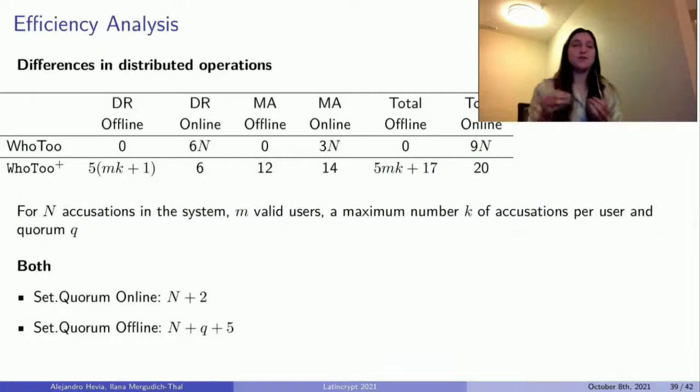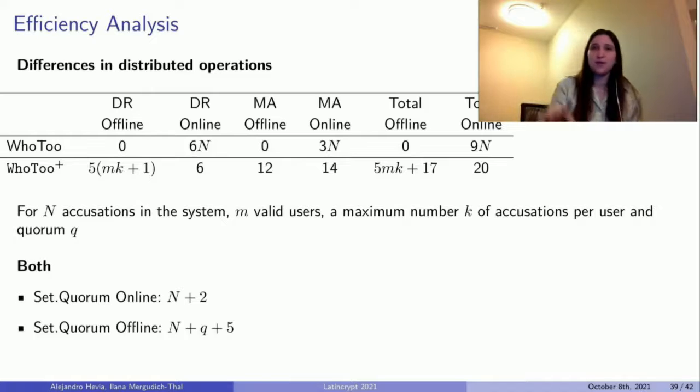So now, seeing more in terms of efficiency, we can see that the number of online distributed operations was reduced from a linear amount over the number of accusations in the system to a constant amount. This does mean that the number of offline operations grows, but this only means that initialization will be slower, but once that is done, submitting new accusations is much, much faster. It is important to note that this protocol is still a linear protocol because the process of finding if the quorum has been reached still requires a number of distributed operations that depends on the number of accusations in the system.